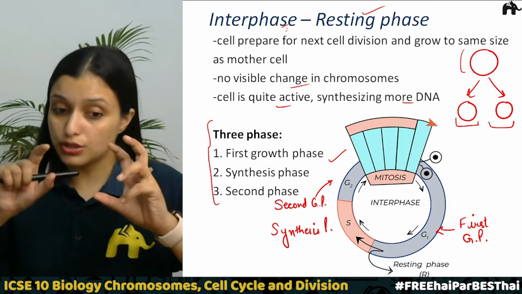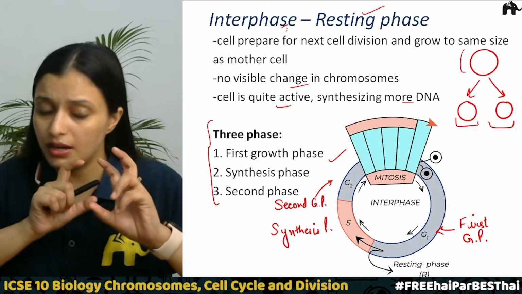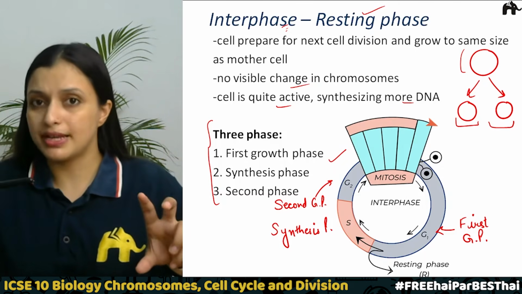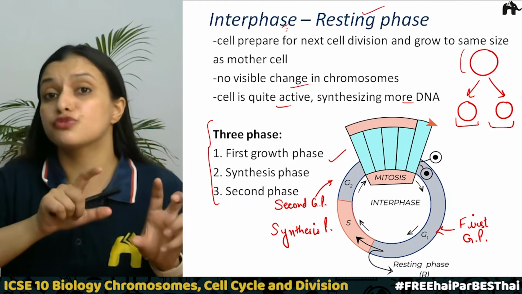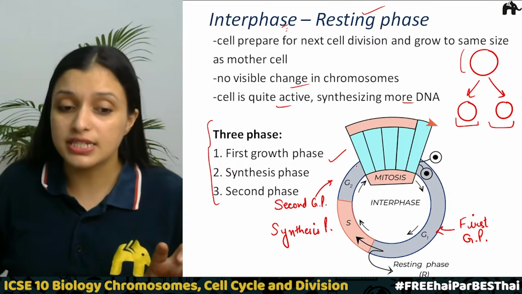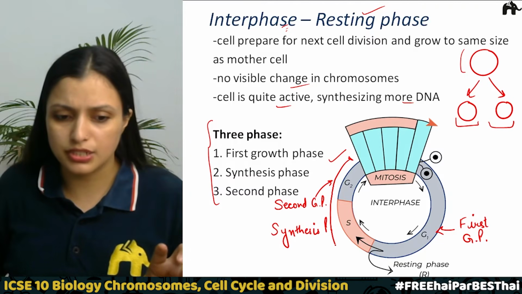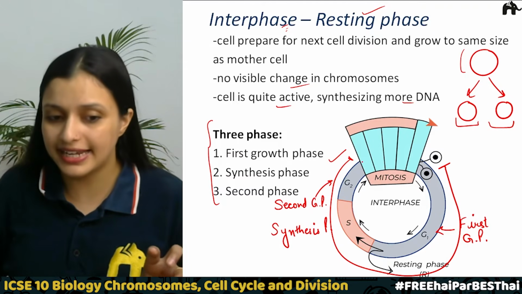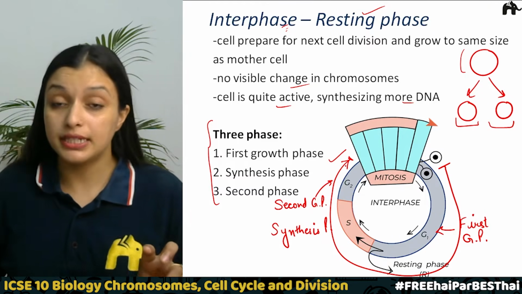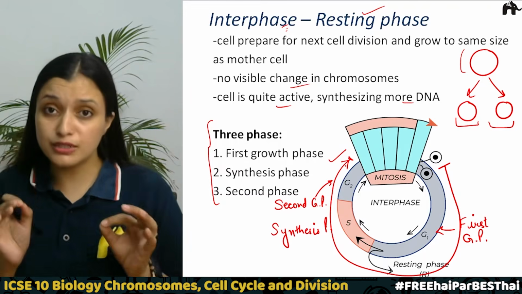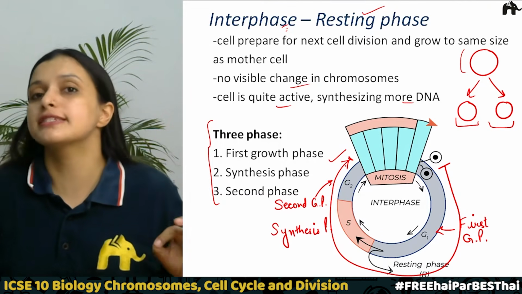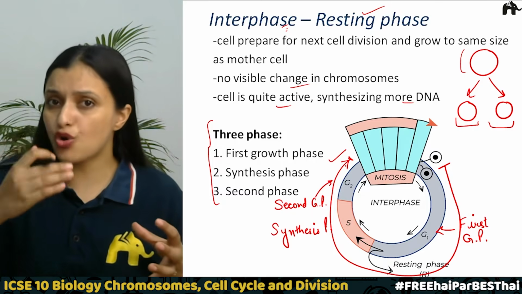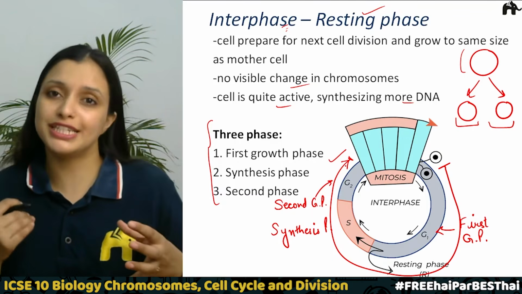Now if we look at all these phases, after the G2 phase there comes the mitosis. So if you look at this picture, it is very clear that this is the interphase. It is from here to here. So basically it starts from here and ends here. But if you see, this interphase is the longest phase in the cell cycle. So let us understand what happens in each of these three phases of interphase.